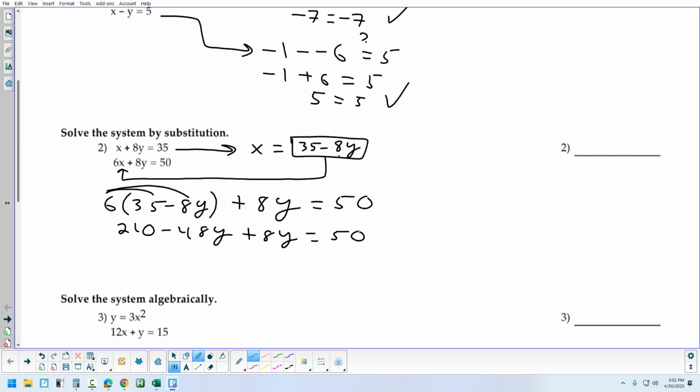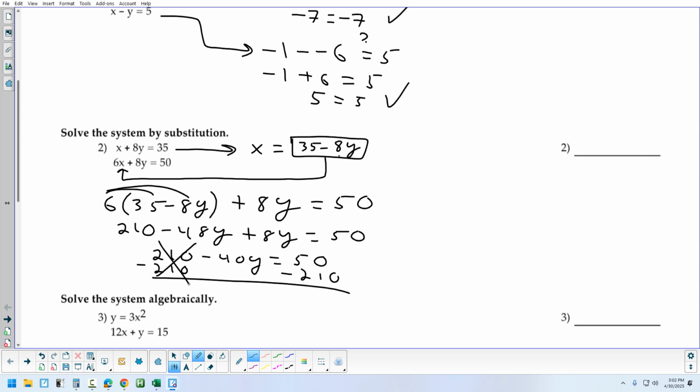All right. And what would we do next? Combine like terms. Okay, and what are my like terms? -48y and then the 8y. Yep. And when you combine those, what do we get? -40y. All right. And what would you do next? And then you would subtract the 210 from both sides. Subtract 210 from both sides, so that's gone.